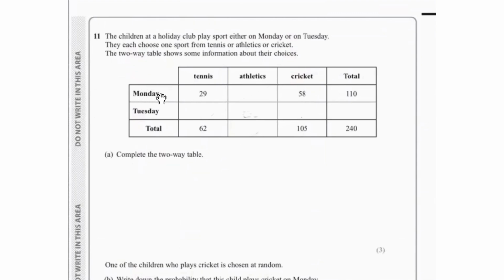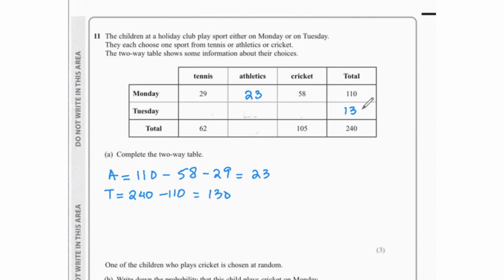So for Monday, there are 29 people for tennis and 58 for cricket, and the total number of people is 110, so we can subtract 29 and 58 from 110. So athletics is going to be 110 minus 58 minus 29, which gives us 23. Then we know that the total is 240. So for the total number of people on Tuesday, we can do 240 minus 110, which is 130. So that comes over here.